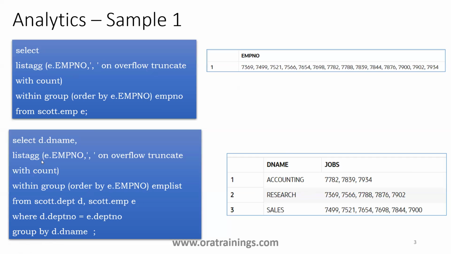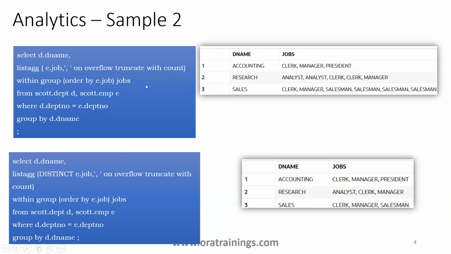And in the second column, what are we doing? We are grouping the data based on the department name. And within that particular group, we are again ordering the data based on the employee number, separated by comma. Okay. Now the next one.